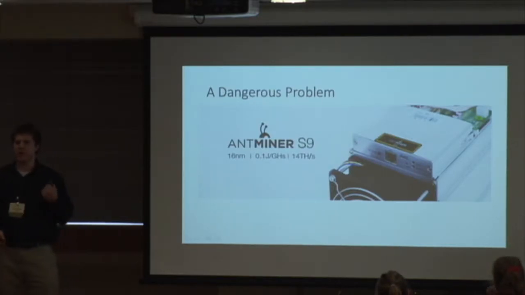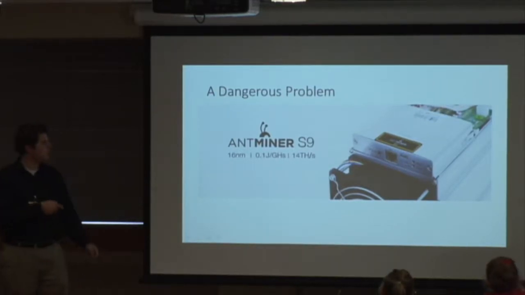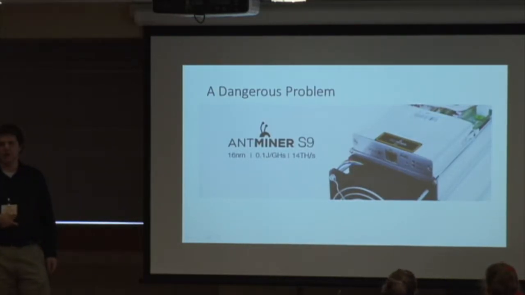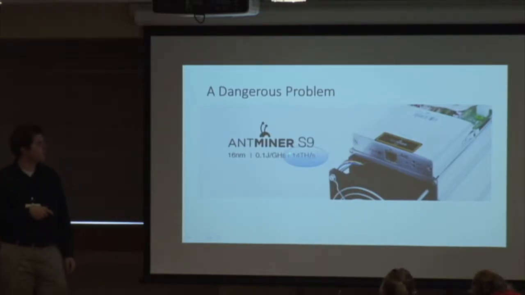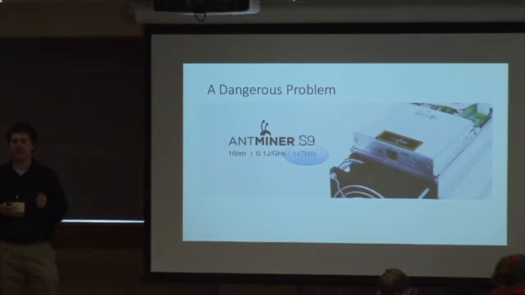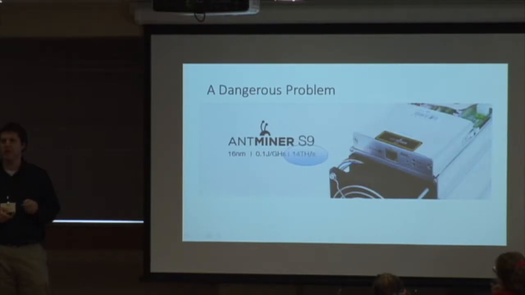So if you go on Amazon.com right now and search for the Antminer S9, you'll find this machine here. And here are the stats for the machine. I want to highlight one particular stat here, 14 TH per second. Now, that might seem a little bit confusing, but what the TH stands for is terahashes per second. So this machine is able to compute 14 trillion SHA-256 hashes per second.